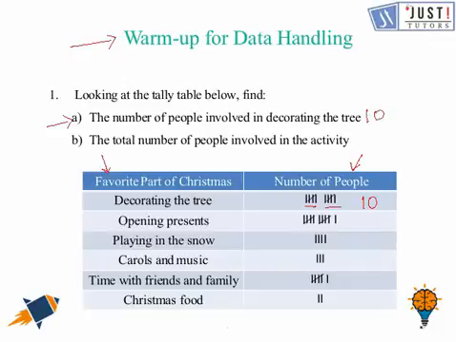In the next part, the total number of people involved in the activities. That means we need to find the total number of people involved in all the activities. First we find how many people are involved in opening presents, that is 11, playing in the snow, which is 4, carols and music, which is 3, time with friends and family, which is 6, and the last is 2. Now we add them all together, so we add them and this would be 16. We put the 1 here, which is 3. So the answer is 36.